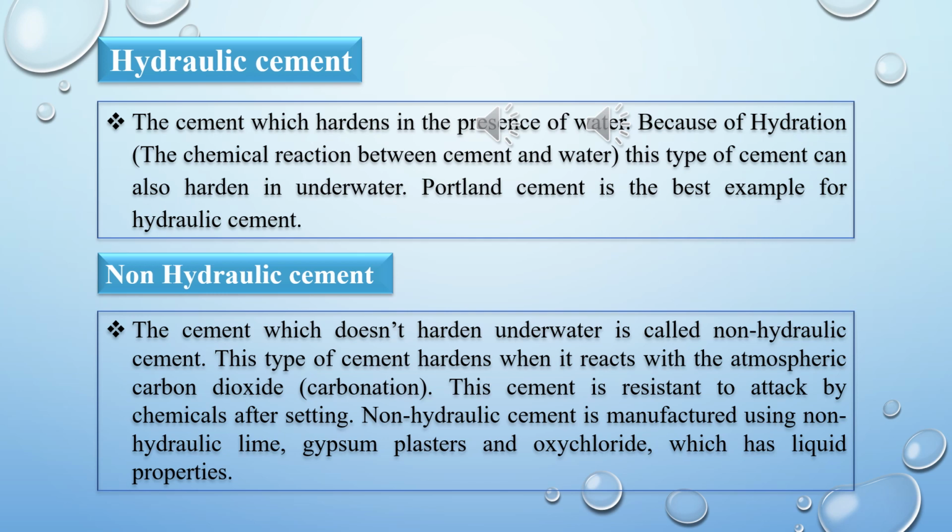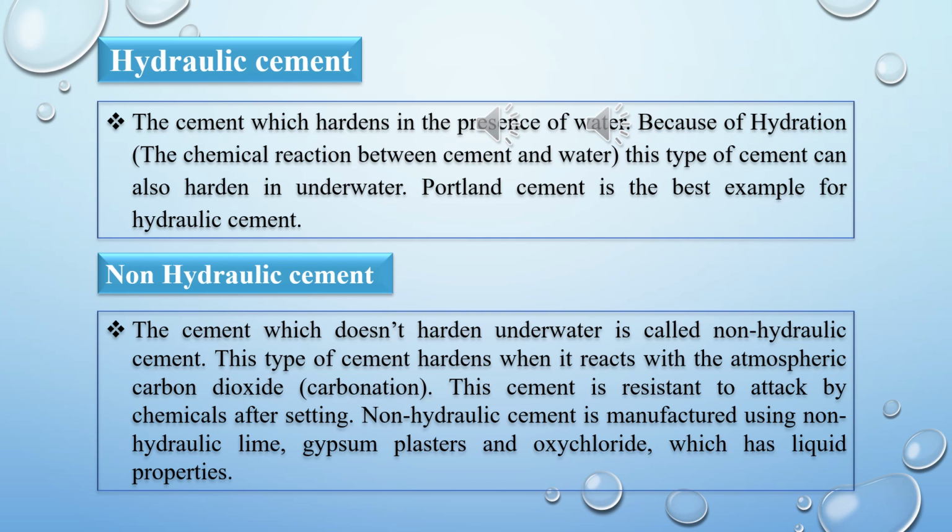Students, in this definition he said that hydraulic cement is that cement which is hardened in the presence of water. So there is a question in my mind, why is it hardened in the presence of water? The answer is that there is the hydration reaction between the cement and water. As this reaction happens, the cement is hardened, and as you know, hydration is the addition of water or the reaction of water with any compound. Here in this case there is the reaction of water with the cement. And the best example of hydraulic cement is Portland cement. Now, what is Portland cement? We will discuss it in the next slides.